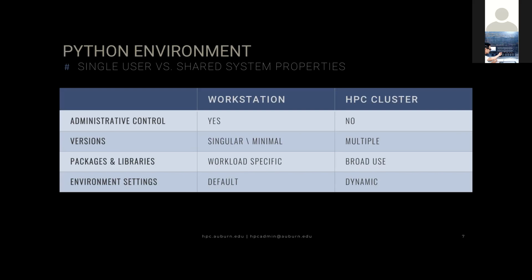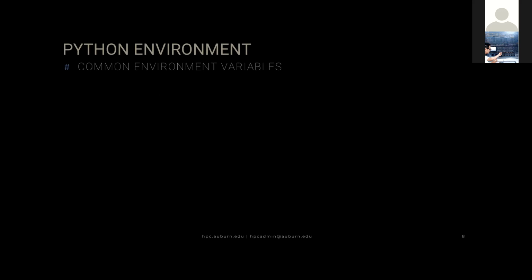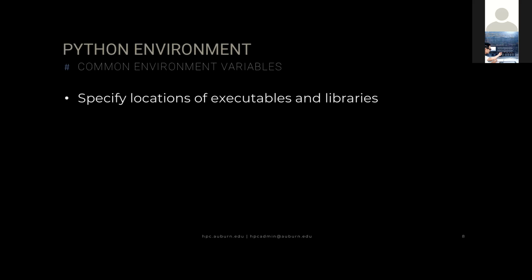And then your environment settings, you probably don't have to mess with them too much when you're working in a test environment or a specific use environment on your workstation. Whereas on an HPC cluster, you have to manipulate those environment settings in order to tell the system which particular version of Python you're using, where your packages are installed and things like that. And so what those environment variables allow you to do is to specify the locations. Where's your Python interpreter located? Where are the libraries located that I need to search for?